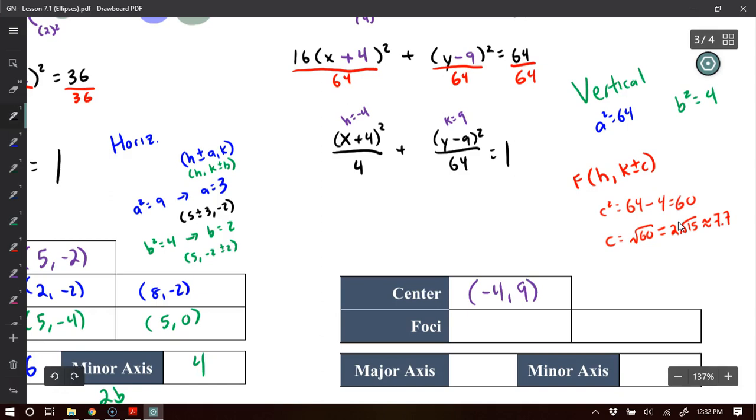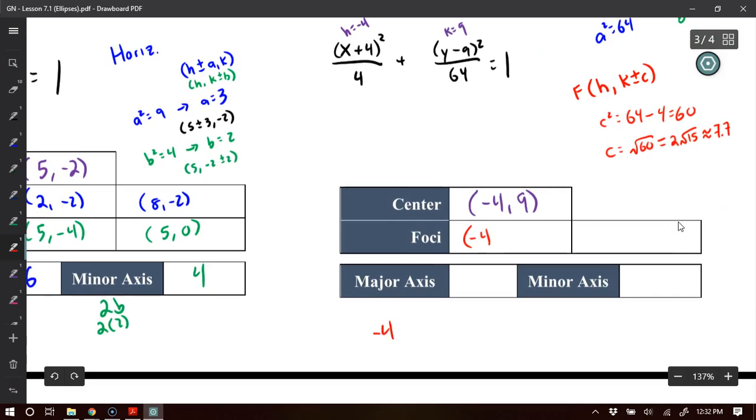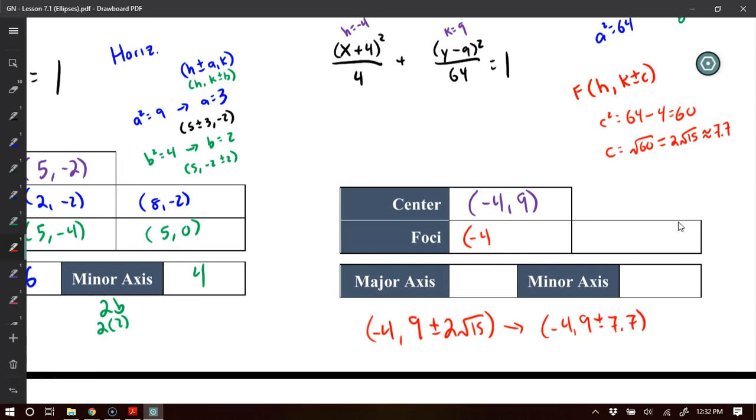It is h comma k plus or minus c for a vertical ellipse. So it's going to be -4 on it. And I'm going to have -4 comma 9 plus or minus c, so plus or minus 2 radical 15, which I can even just write down as -4, 9 plus or minus 7.7. But man, wonder if there's a reason why Mr. Ransberg was writing that simplified radical. I don't know, maybe it's important for something in the future. So I have -4 comma 1.3 and then -4 comma 16.7. There's your foci using the formula.